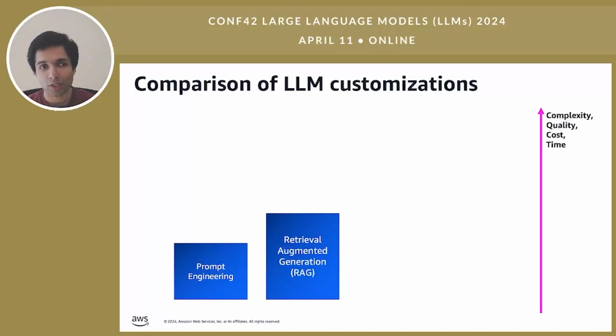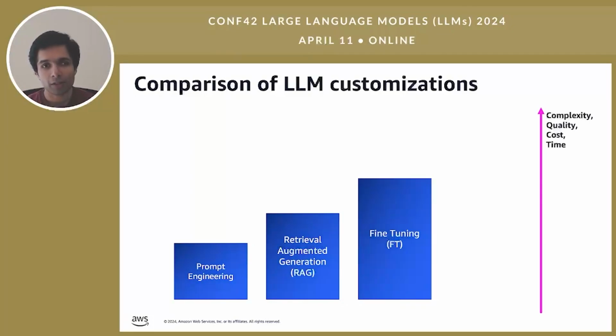A more nuanced one is retrieval augmented generation, which is RAG, which is a better solution with a better cost benefit, and you can use it for customizing your LLMs. Then comes fine-tuning, which is more time-consuming. It is more complex. There is a lot of data and other things which would be needed.